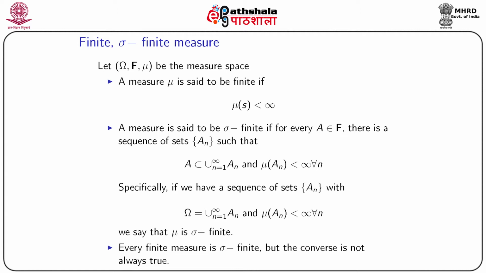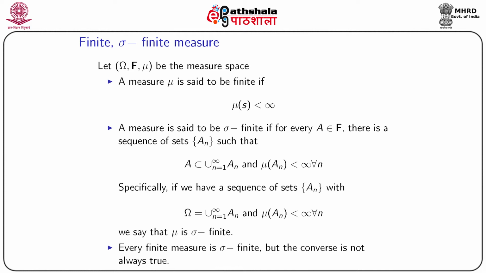A measure is said to be sigma finite if for every A belonging to F, there is a sequence of sets A_n such that A is a subset of the union over n from 1 to infinity of A_n and μ(A_n) is finite. So each of the measures μ(A_n) is finite. Specifically, if we have a sequence of sets A_n with Ω equal to the union over n from 1 to infinity of A_n and μ(A_n) is less than infinity, we say that μ is sigma finite.